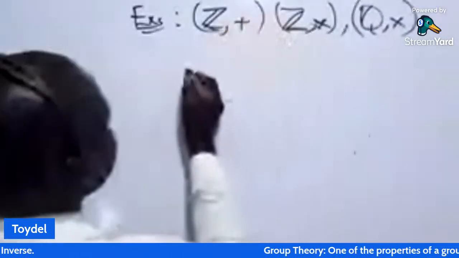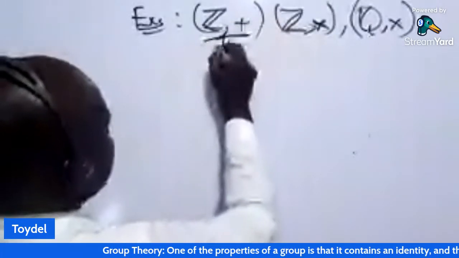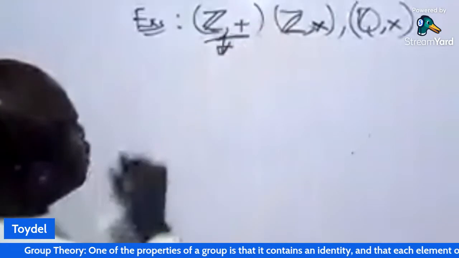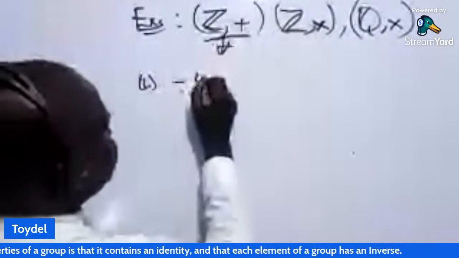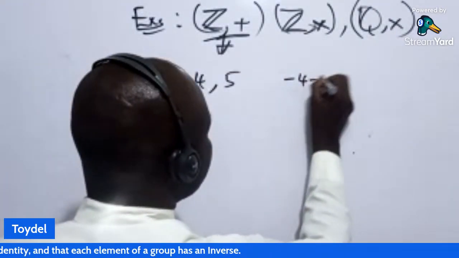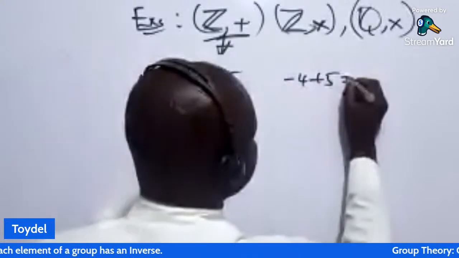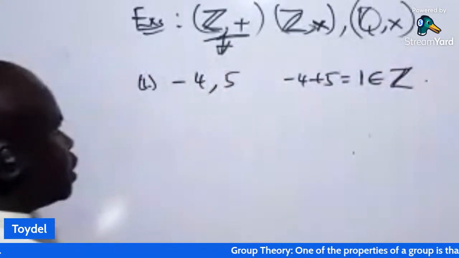Let's say integers under addition. How do we show this is a monoid? The first one, we test for the closure property. Let's pick two elements, maybe minus 4 and 5. Minus 4 plus 5 is going to give us 1. 1 belongs to the set of integers.